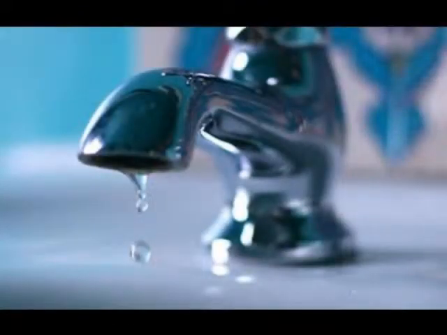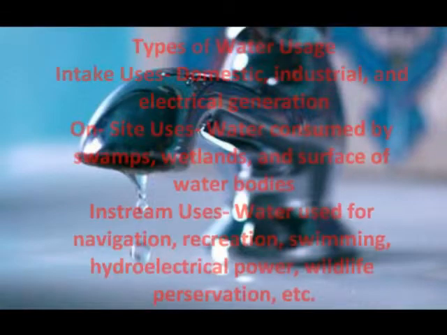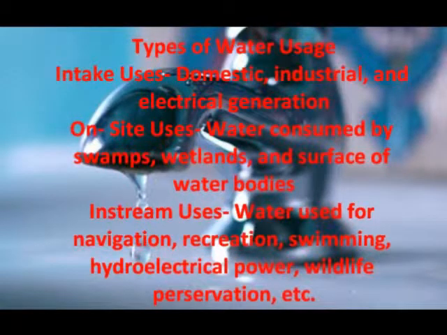There are 3 different types of water usage. Intake uses are for domestic, industrial, and electrical generation. On-site uses are for water consumed by swamps, wetlands, and other bodies of water. Finally, in-stream uses are water used for navigation, recreation, and swimming.